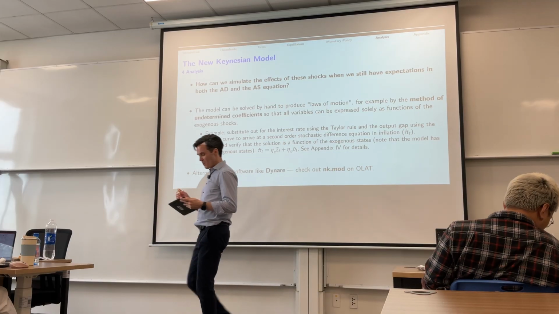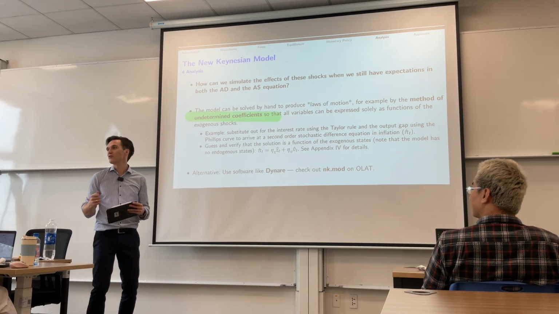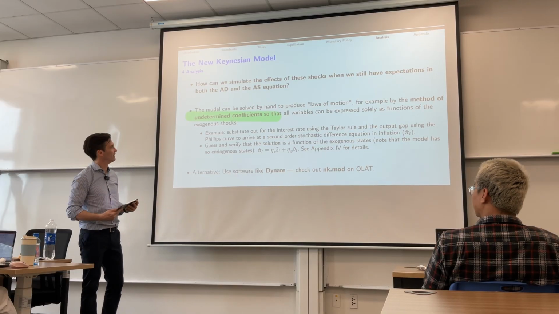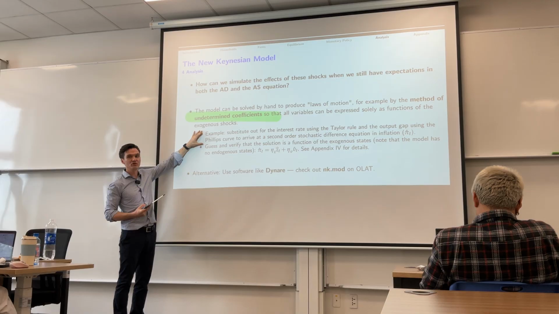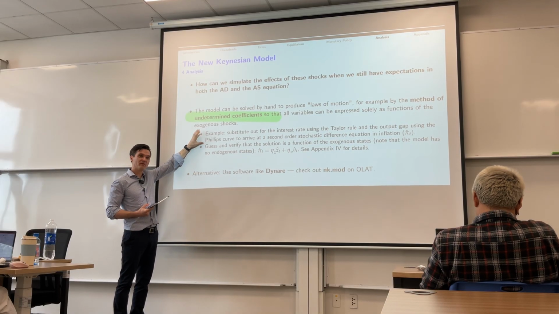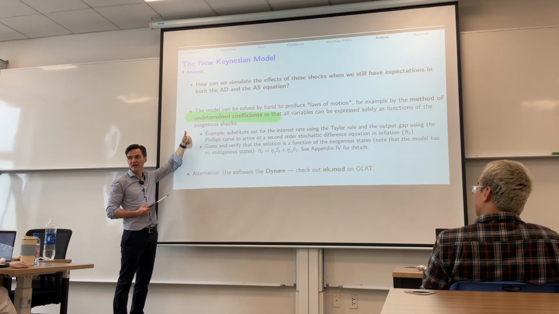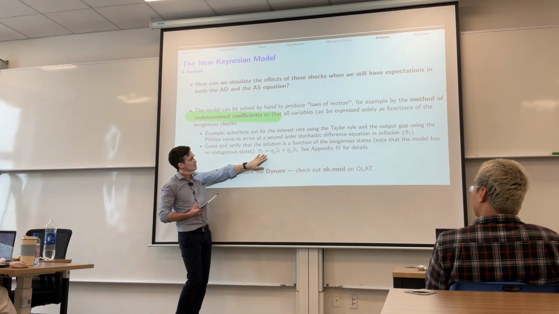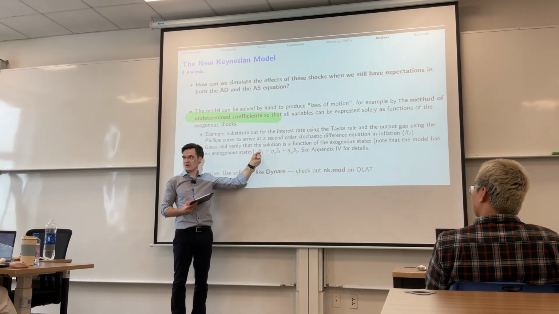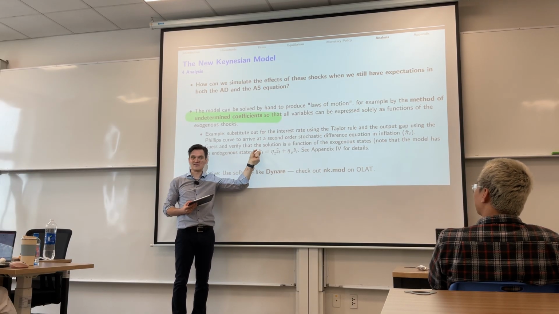So the way to solve this model is to use the guess and verify approach. So the idea is that you're going to first of all reduce the complexity of the system from 3 equations and 3 unknowns to 1 equation and 1 unknown, and then you do guess and verify. And then the guess is you're going to guess that the solution, say for inflation, is a function of the state variables of the economy. Does that ring a bell?